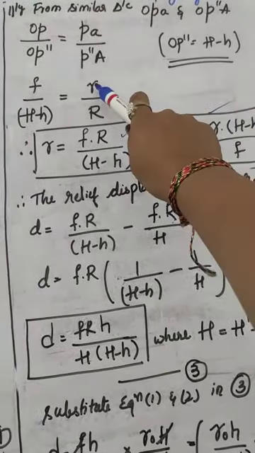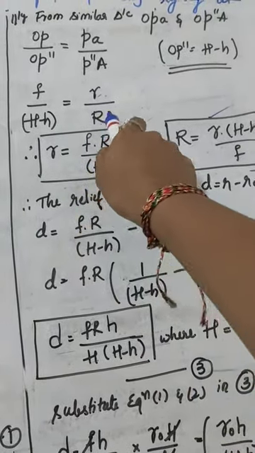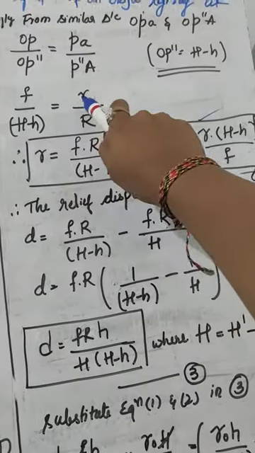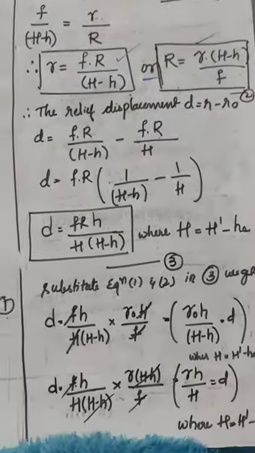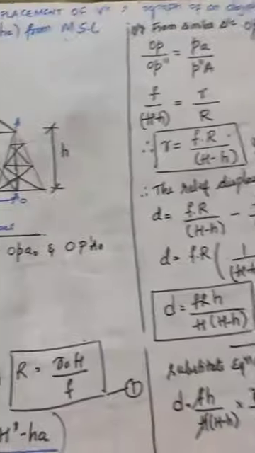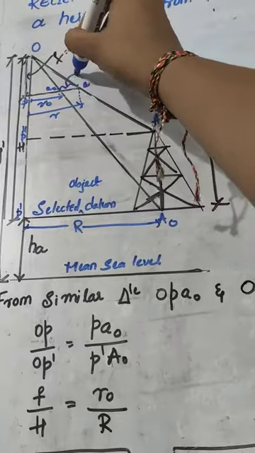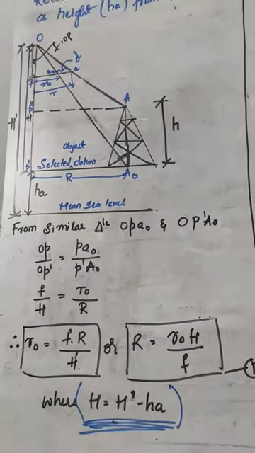When you take this r, it will be f r divided by H minus h. If we want capital R, when we take this side, r into this comes upside, that is H minus h, so R is r into (H minus h) divided by f. So here the relief displacement is nothing but in this portion. I have explained clearly in the previous derivation what D is. You can go through that.